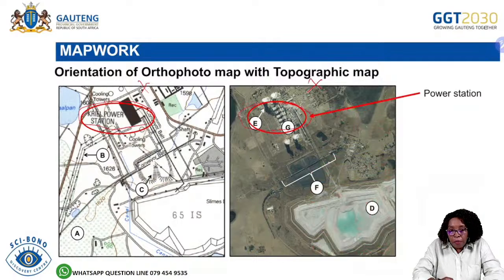So using the shape, the association, and all the things that I mentioned in the previous slide, that's how you are able to identify or bring the two together.